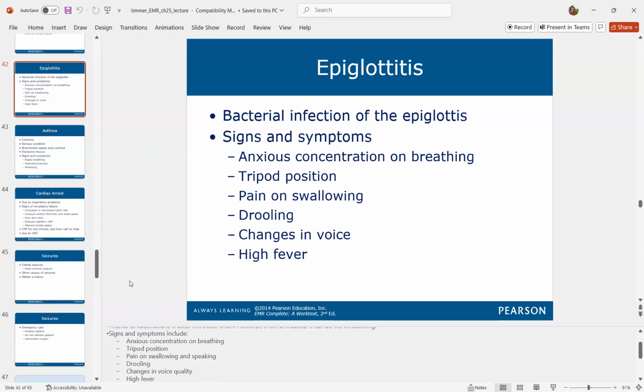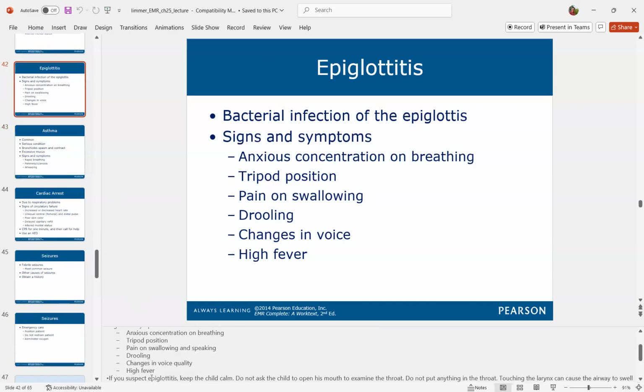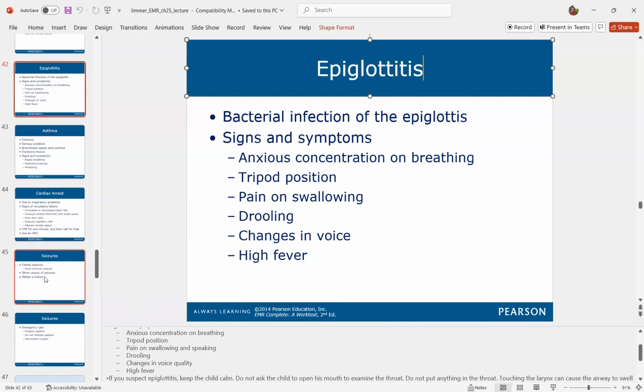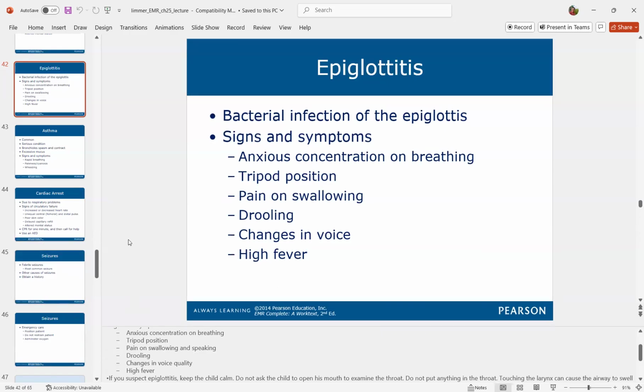Changes in voice quality. They're going to have a fever with this one because it is an infection. It's itis, so itis is an infection. If we suspect this, we want to keep the child calm. Don't ask them to open their mouth. Don't examine their throat. Don't put anything down their throat.